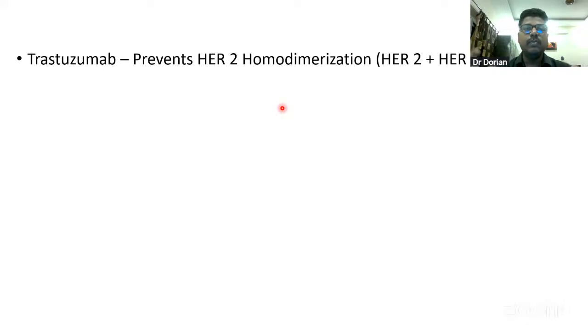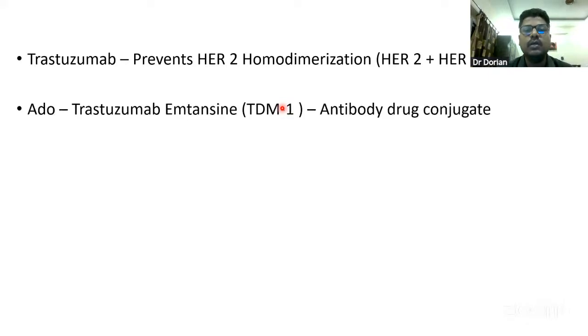Means it will bind to some other HER2 receptor. I have no one to give me anything, I will go and join with my friend. Okay, this HER2 will bind to another HER2 receptor, and that's how they transmit signals. Okay, so trastuzumab prevents HER2 homodimerization, that is HER2 plus HER2 combination.